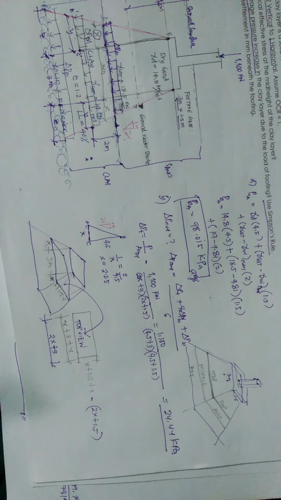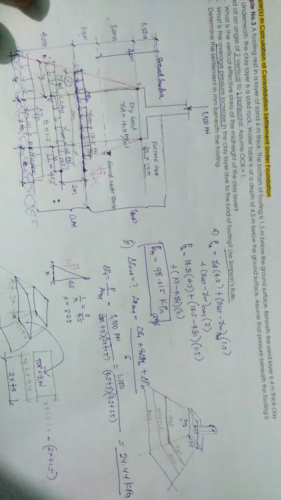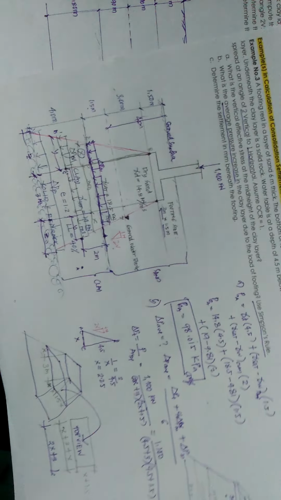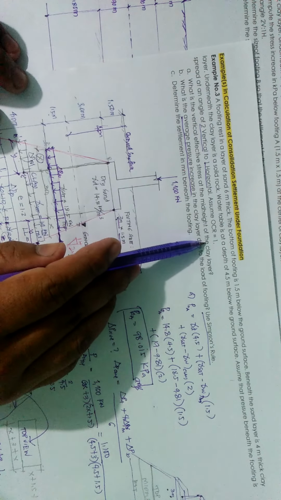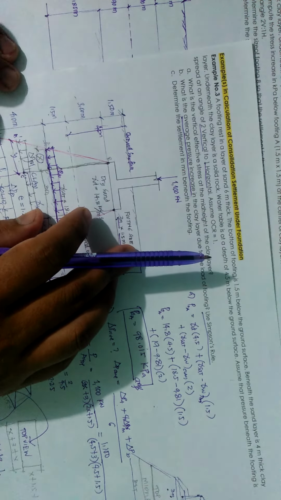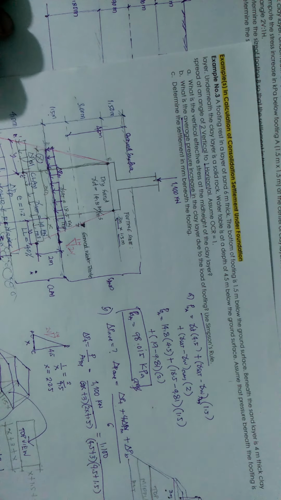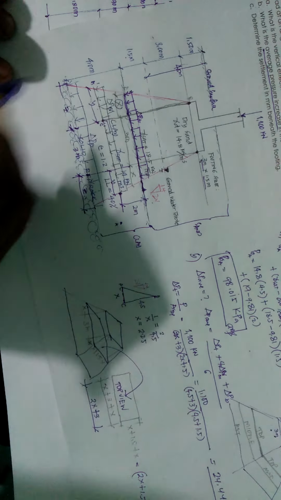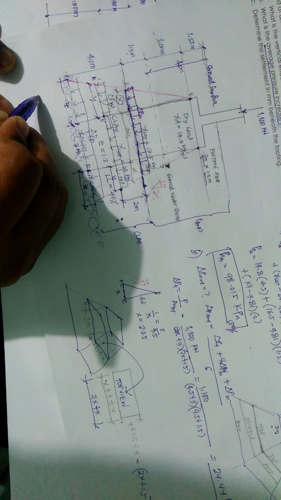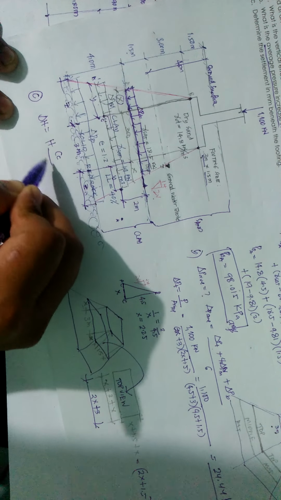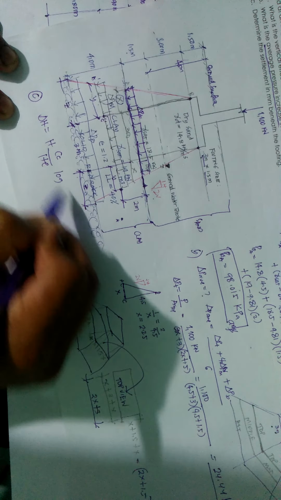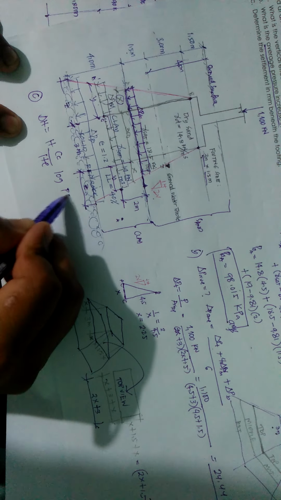And then, lastly, for your letter C. Ano yung tanong sa letter C? Determine the settlement in mm beneath the footing. Settlement natin, ang basis natin dito, OCR mo is equal to 1. Kapag sinabi ko, kapag OCR mo is equal to 1, ang mangyayari is normally consolidated. Siya. So, for letter C, delta H is equal to H times CC divided by 1 plus E logarithm of P sub F divided by P sub O.